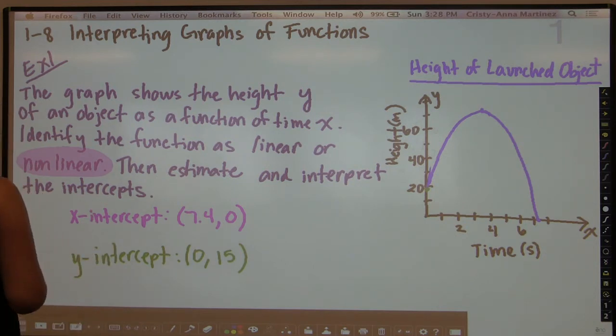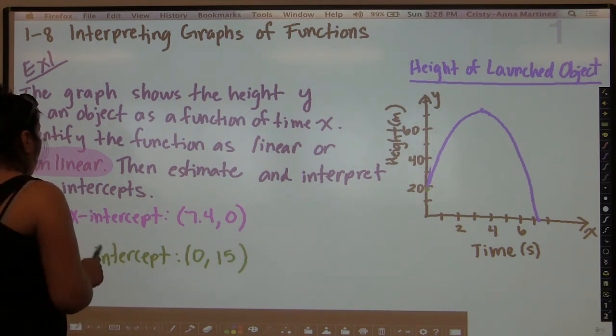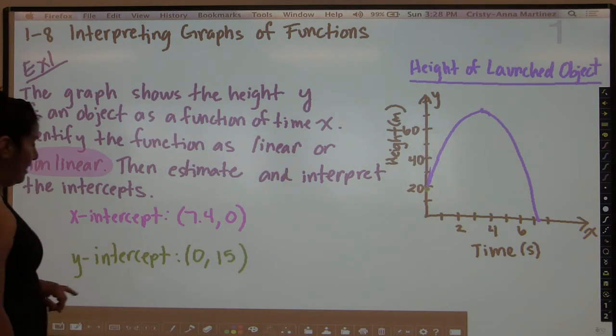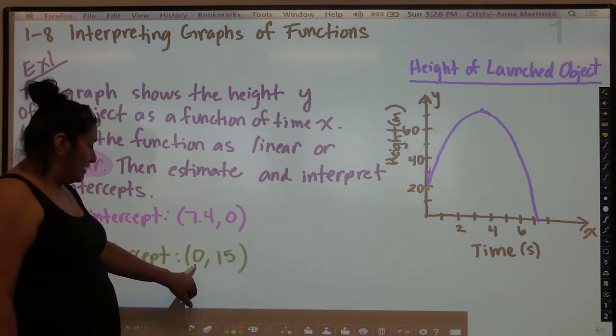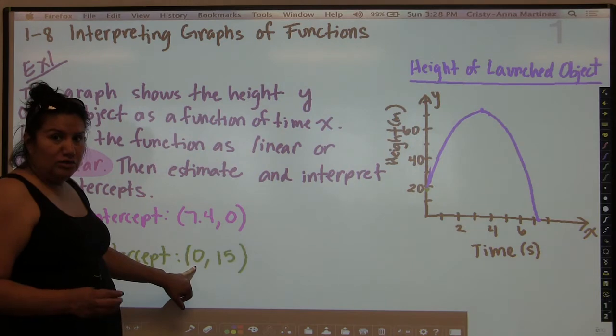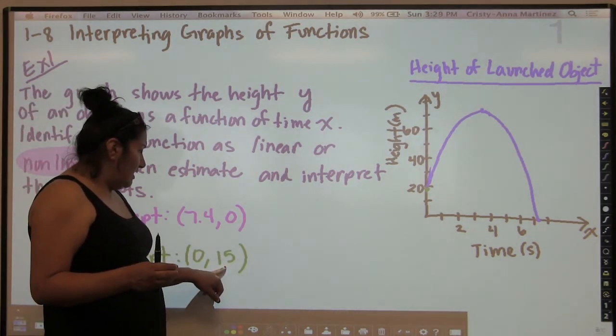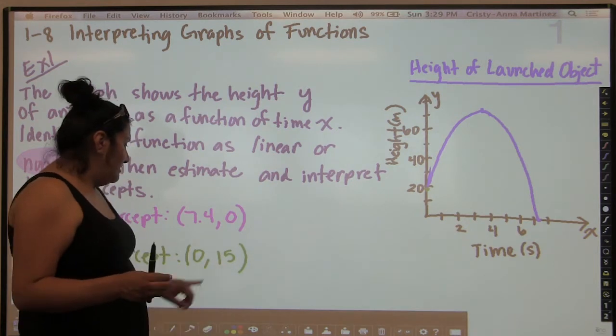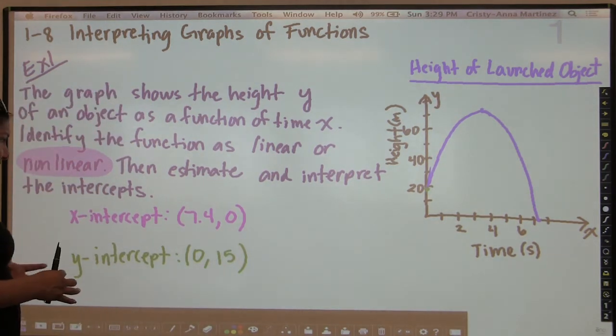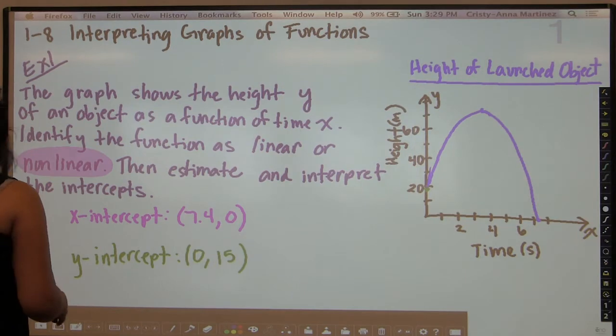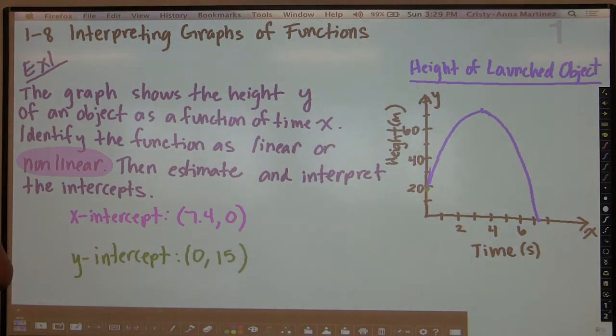Now, the last part we have to do for this example is to interpret what that intercept means. And again, we know that 0 is the x-coordinate, and that's measured in time. So this would imply 0 seconds have elapsed. And then this is saying that it's 15 meters. That means that at 0 seconds, the object was already at 15 meters of height.